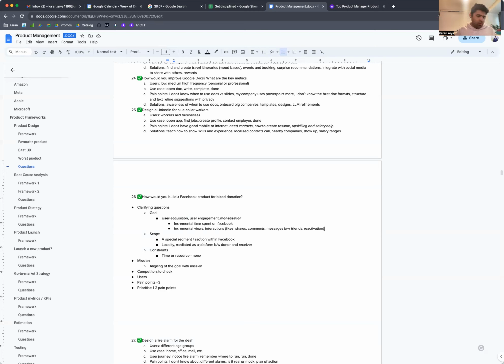Okay, what else? I think this would be pretty much it. So let's focus on user engagement. I believe incremental time spent on Facebook would not necessarily be relevant here, because it's just a user engagement effort wherein blood donation happens occasionally. It's not a very active cause. There could be a few donation camps happening per month in a particular locality.